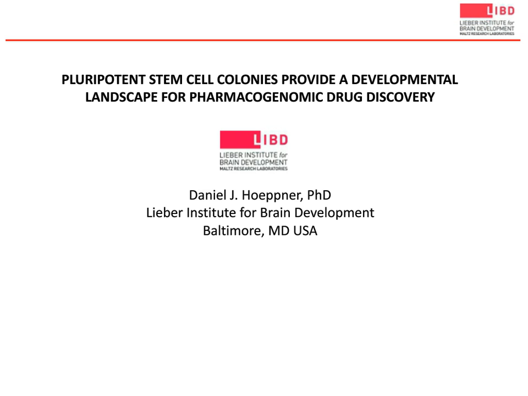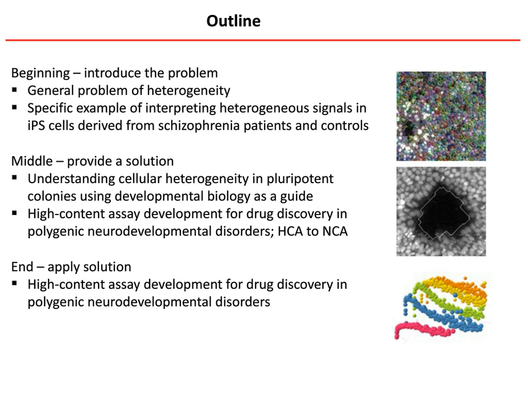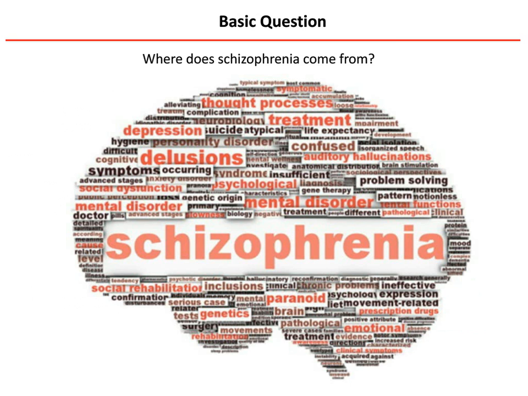The outline of my presentation will be first to introduce the problem of heterogeneity, to provide a solution based on our understanding of developmental biology, and end by describing a high-content assay that we've developed using these concepts. The terms in this slide are predominantly clinical symptoms of schizophrenia that appear first in late adolescence, but are widely believed to be manifestations of much earlier developmental defects.